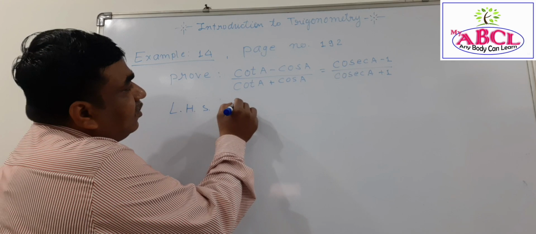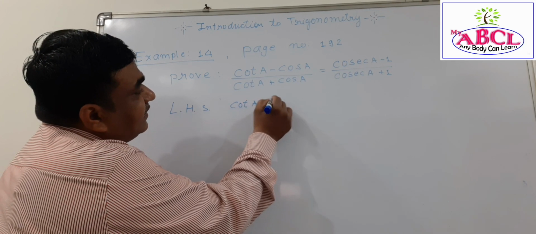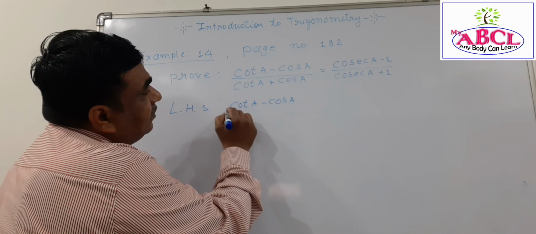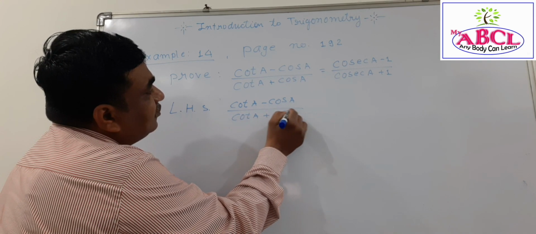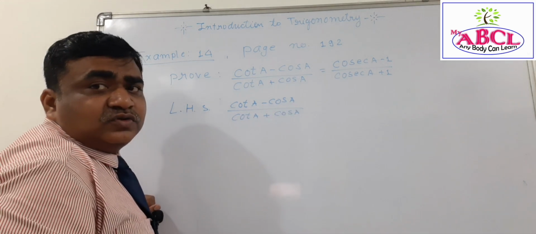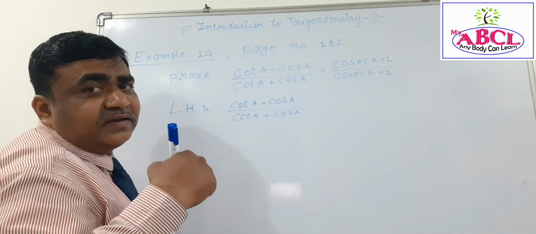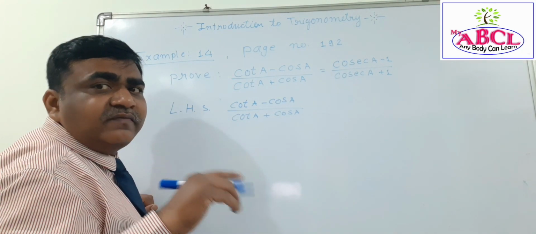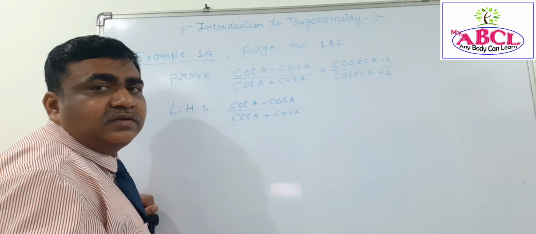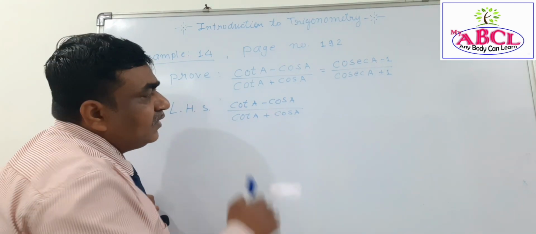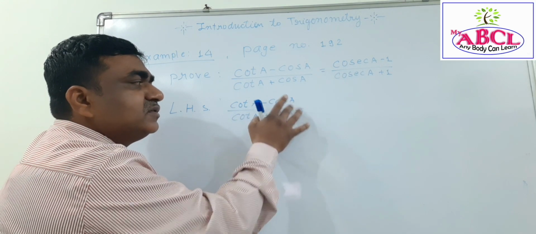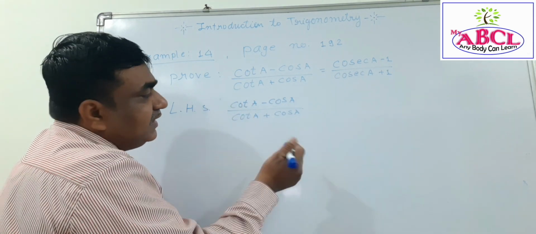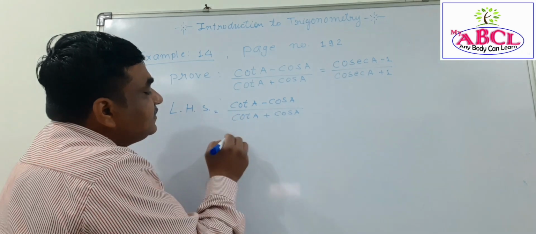which is my (cot A minus cos A) upon (cot A plus cos A). Okay, so it's better to convert them into sine and cos. If something is in cos and sine, we will not touch it. If it is other than cos and sine, we will convert it. So here cot is other than sine and cos. Here cot is there, cos is there. I will not change the cos, but I will change the cot. Let's convert cot into the sine and cos.